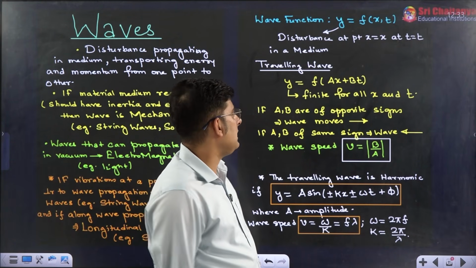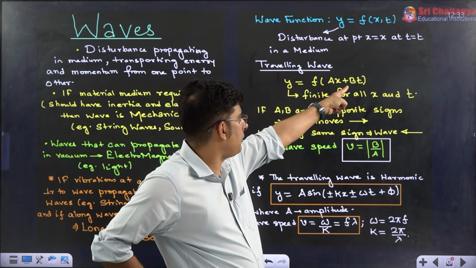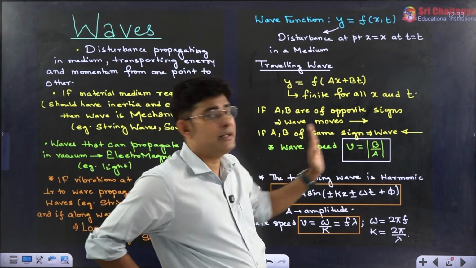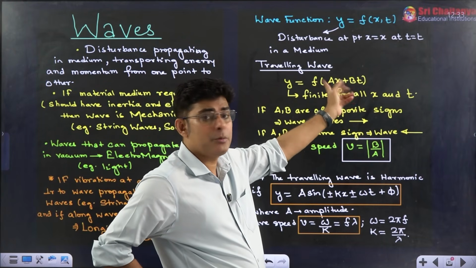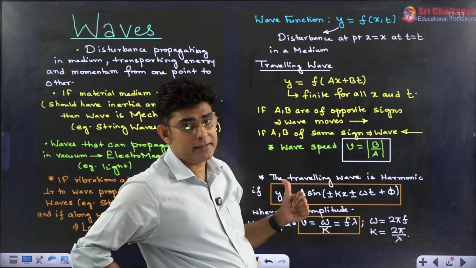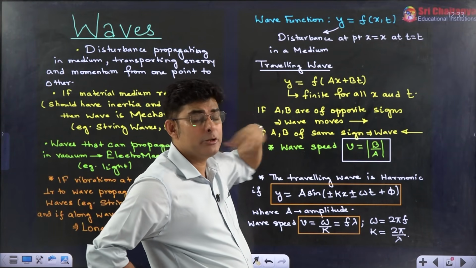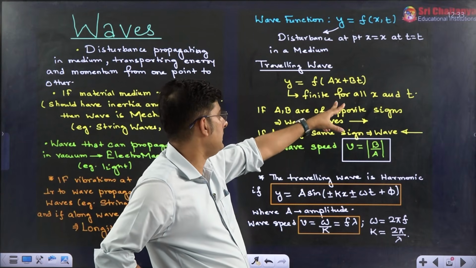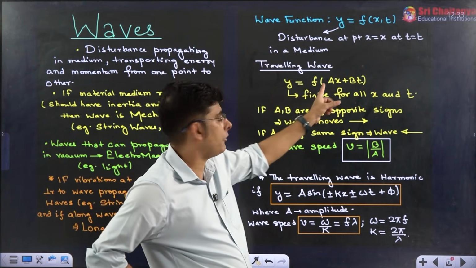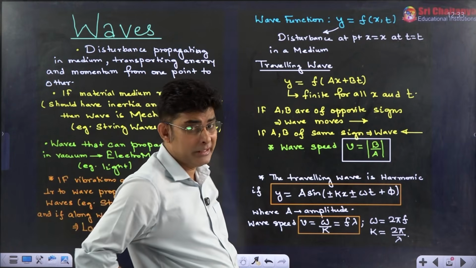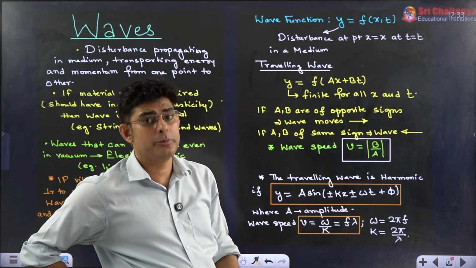If a and b are of opposite signs, then the wave is said to move along the positive x-axis. If they are of the same sign, both positive or both negative, the wave is moving along the negative x-axis. And for the wave to represent a traveling wave, as I said, it should be finite for all values of x and t. So it should have the form ax plus bt, where a and b can be positive or negative, and this should be finite at all positions. There should be no loss.